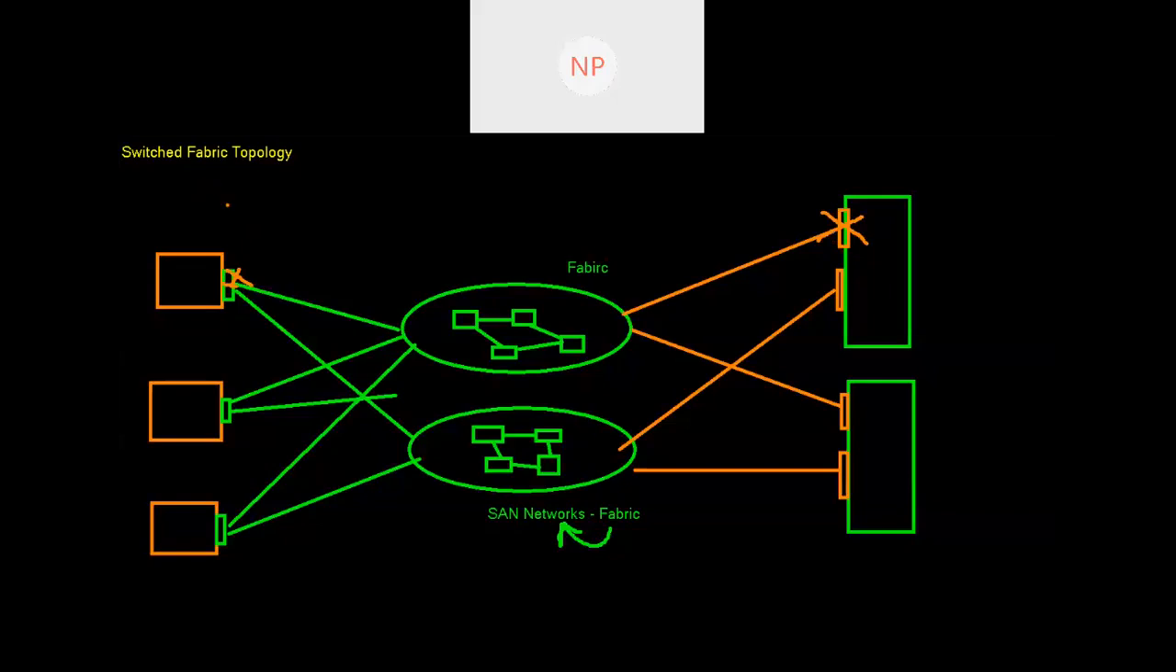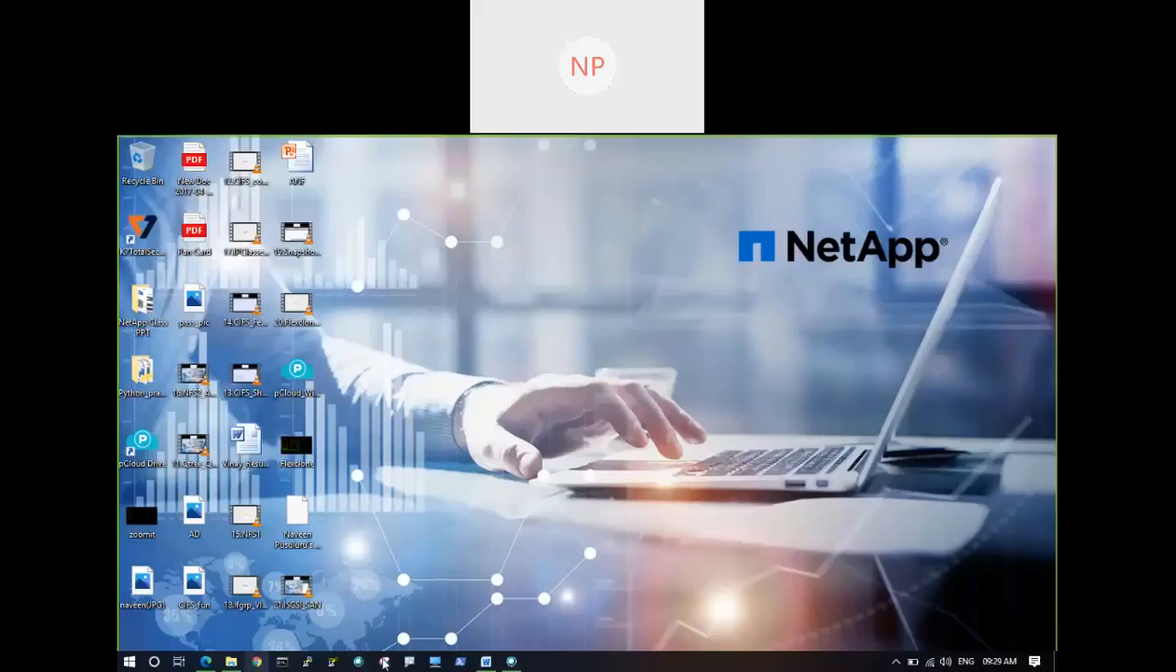That is the reason among these three fiber channel topologies, every organization will prefer to use switched fabric only. Most of the organizations will go with switched fabric only. I never saw point to point or FC-AL in any of the organizations where I worked. Everything is switched fabric.